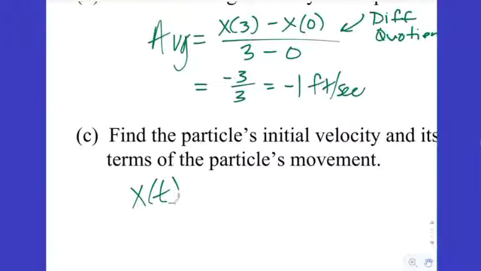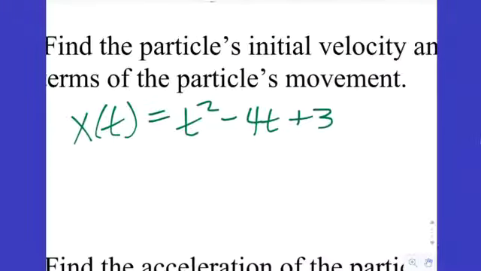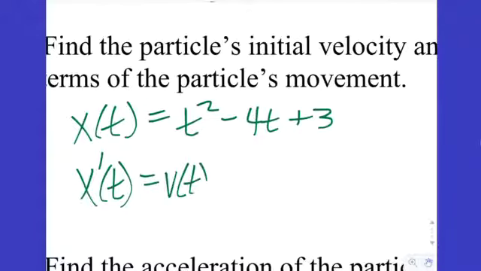If x of t was equal to t squared minus 4t plus 3, then the derivative, we got to show it. We, at the very least, call it x prime of t. That's required. I would like for you to call it v of t as well. It's going to be nice because then you're giving it a meaningful name. And now you take the derivative using the power rule, 2t minus 4.